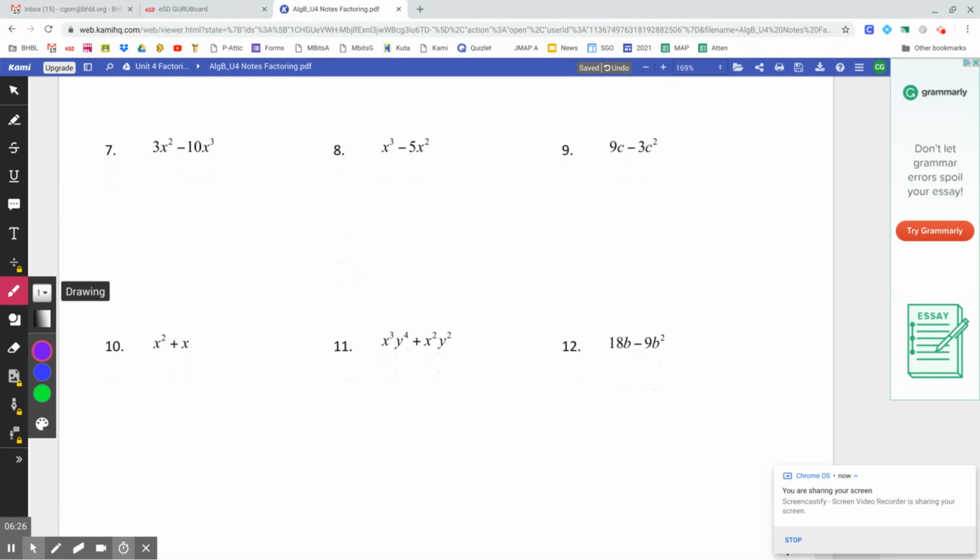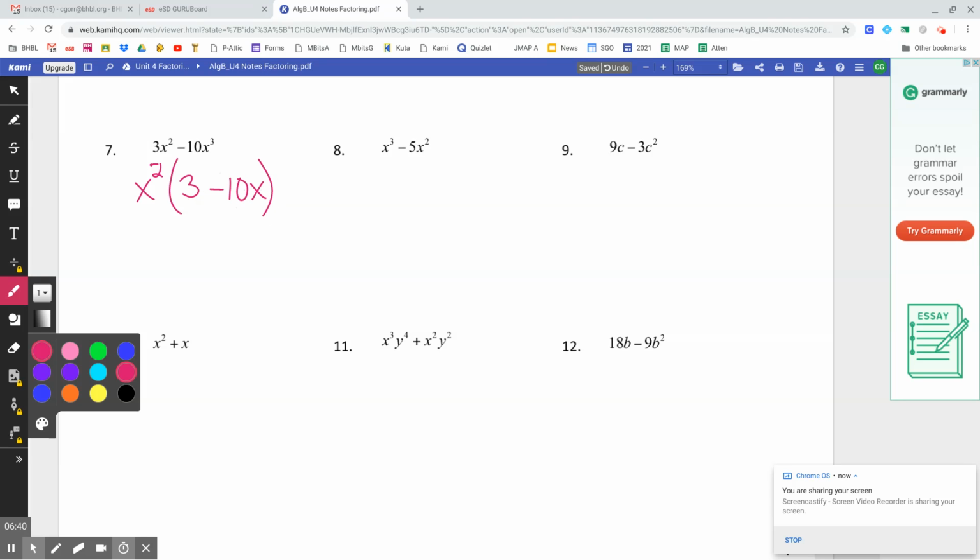Number 7. My GCF is x squared. Leaving me then with a 3 minus a 10x. Number 8. GCF is x squared, leaving me with an x minus 5. Number 9, my GCF is 3c. I then have to multiply that by 3 minus c.